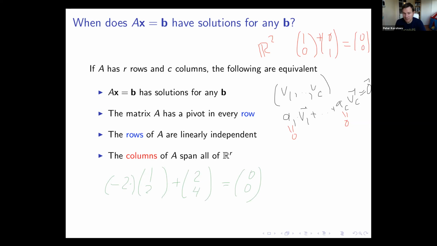And vectors like (1, 0) and (0, 1) are linearly independent. And if you get back to the pivot in every row, it means that by row reduction, you can reduce matrix A to this form, 1, 0, 0, 0, 1, 0, and so on. So every row is a pivot row, right? We shouldn't draw the quadratic one.